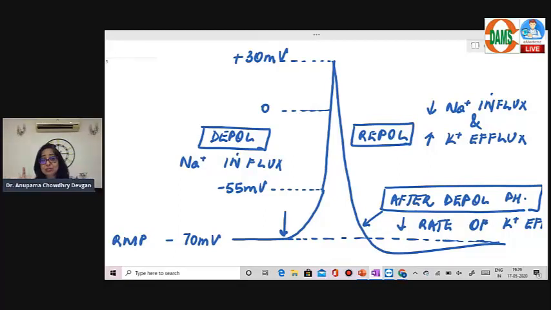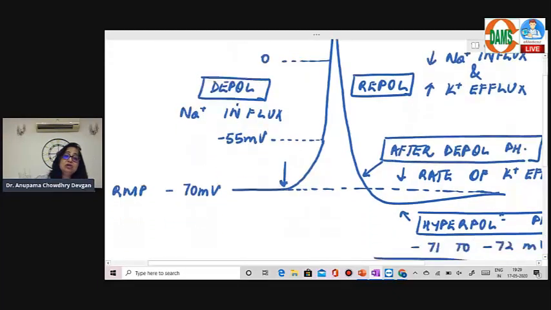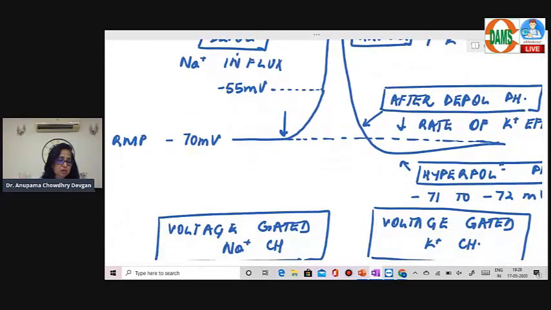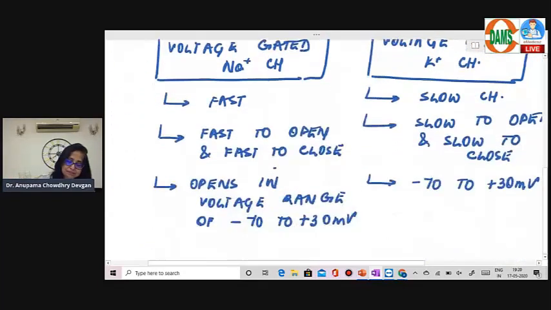By the time potassium channels, remember, are slow channels, start opening, sodium have already started closing. Sodium channels are fast channels, fast to open, fast to close. Voltage range for the opening of sodium and potassium is the same. One stimulus will act on both sodium and potassium, but sodium channels will open first because they are fast channel, and potassium channels will open later because they are slow channels. So repolarization is because of closure of sodium and opening of potassium.